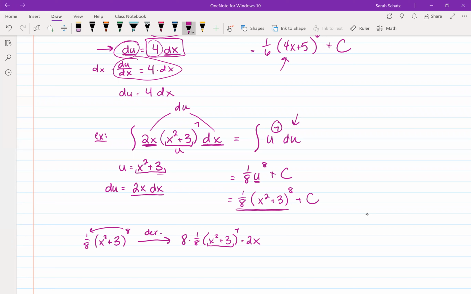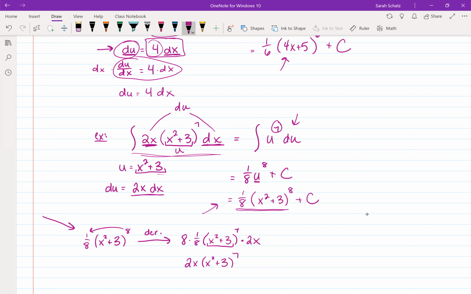So do you see how we got back to where we started? Because that 8 times 1 over 8 just goes away, right? And so I have 2x times x squared plus 3 to the 7th. And that's what I started with. So don't let that confuse you. Remember, we're trying to get used to going backwards to taking antiderivatives. But if you do want to check, you would need to take the derivative of your answer and see if you could get back here. But I want you to be able to go back and forth like that without getting too confused.